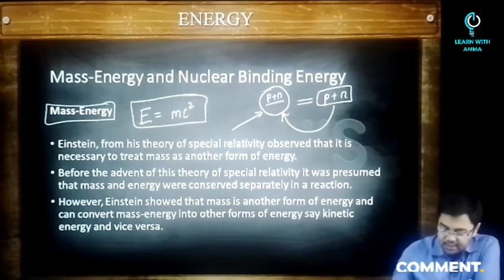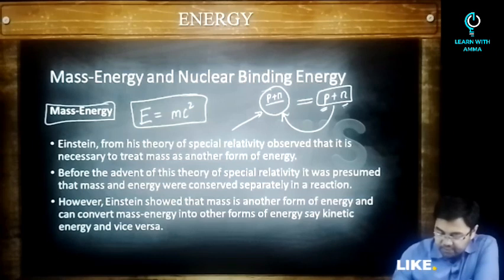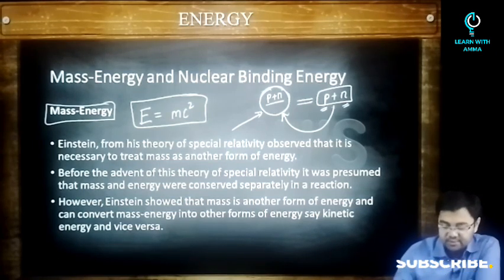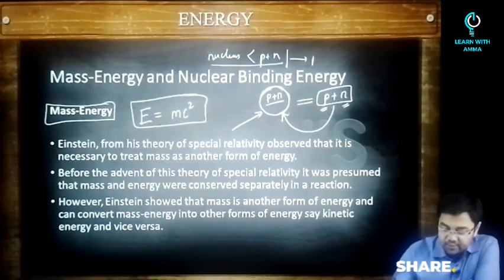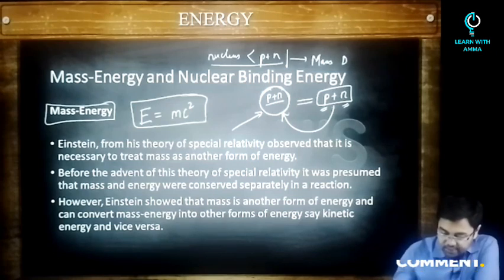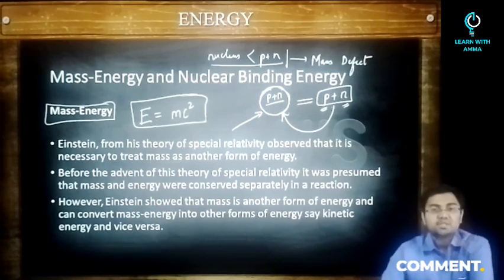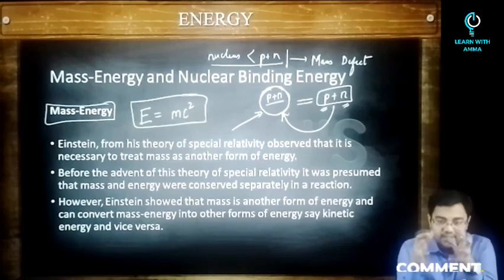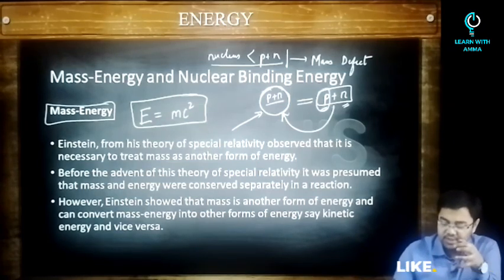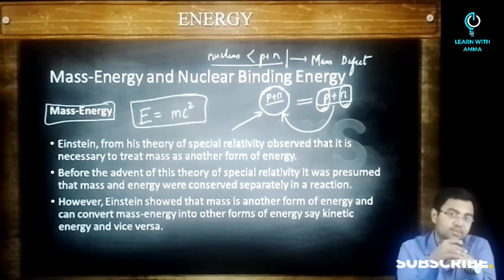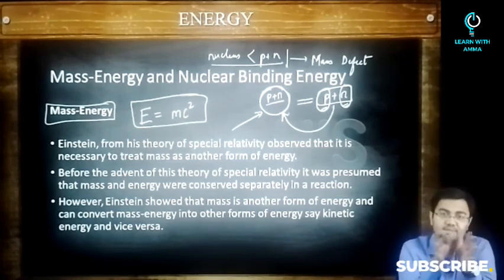What was seen is that if you add up the mass of a proton and a neutron, this is something which is greater than the mass of that given nucleus. So the mass of nucleus was lesser than the combined mass of proton and neutron, and this is something which was named as mass defect. Similarly, for the energy also, the energy content of the nucleus was also seen to be lesser than the individual energy contents of protons and neutrons. So here also you had some differences.